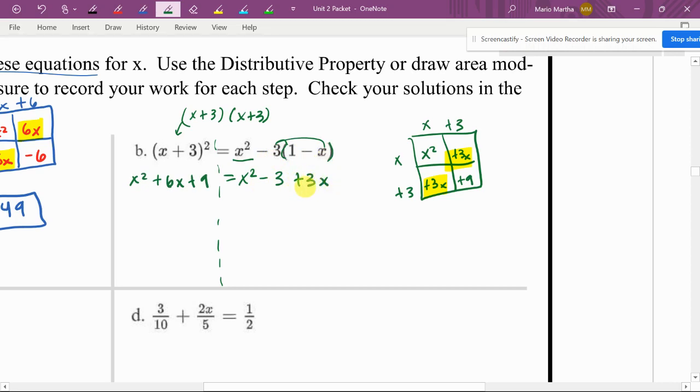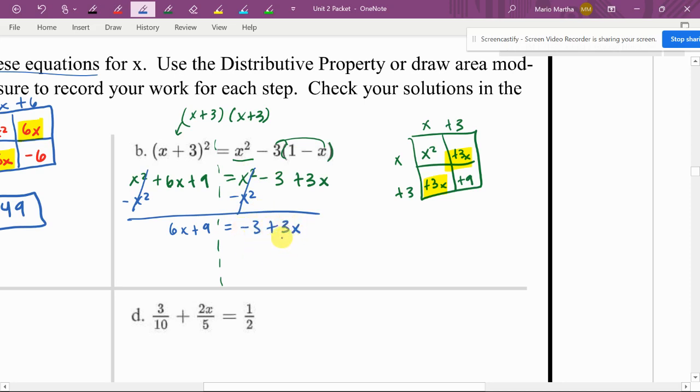And then from here again, let's keep simplifying. Let's see what happens to the x² terms. Let's move them to the same side. So subtract x² from both sides. So this becomes 0 again. And then I'm left with 6x + 9 on the left. On the right, this becomes 0 as well, and you have negative 3 + 3x.